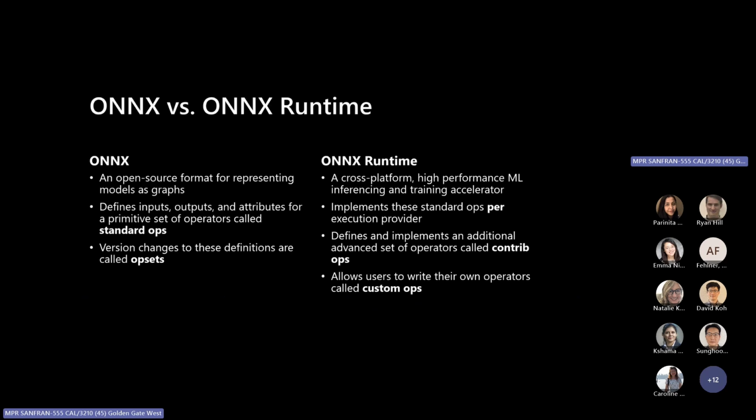I think first thing, a lot of people have a lot of confusion between what ONNX is and what ONNX Runtime is. I thought I'd clarify that right off the bat. ONNX is an open source format that is used to represent your machine learning models as directed acyclic graphs. In your graph, you have a set of inputs, a set of outputs, and then a set of graph nodes or operators that are used to execute your model. Within ONNX, there's a primitive set of these operators that are defined.